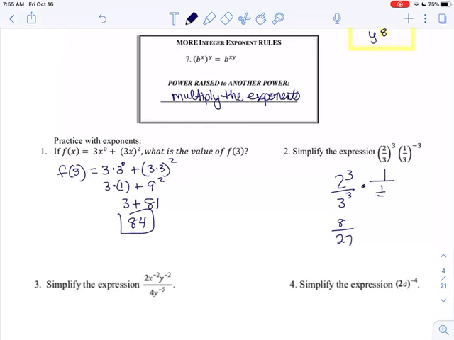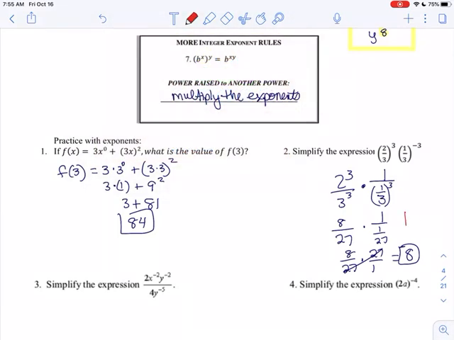Now this 1/3 to the negative third power, remember to make that a positive exponent, I'm going to do 1 over 1/3 to the positive third. To make that negative exponent positive, I put it in the denominator. I put everything under 1. Well, that's really 1 over 1/27, because 1/3 to the third power means 1/3 times 1/3 times 1/3. Now 1 divided by 1 over 27 is just 27. So I really have 8 over 27 times 27 over 1. These cancel and I'm left with 8.